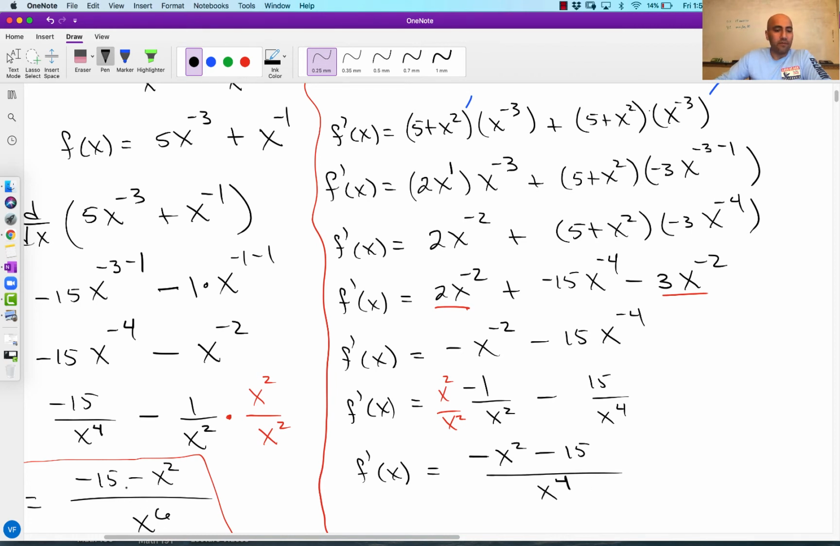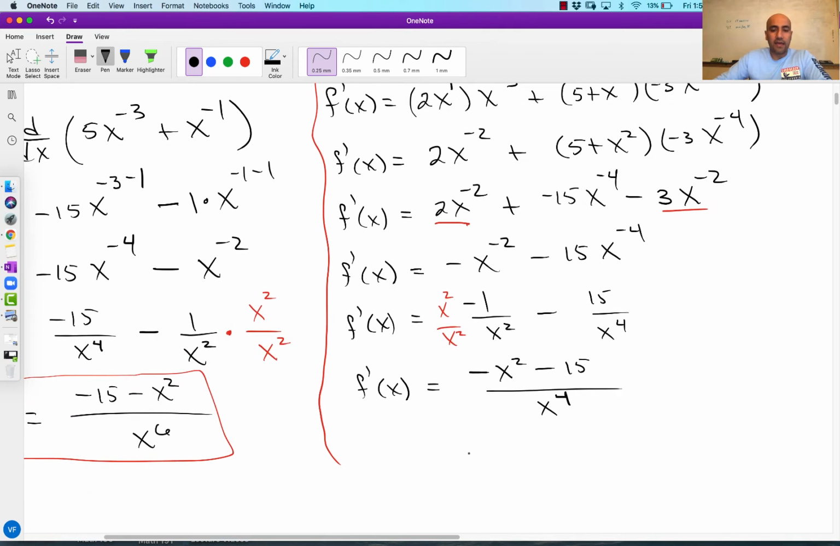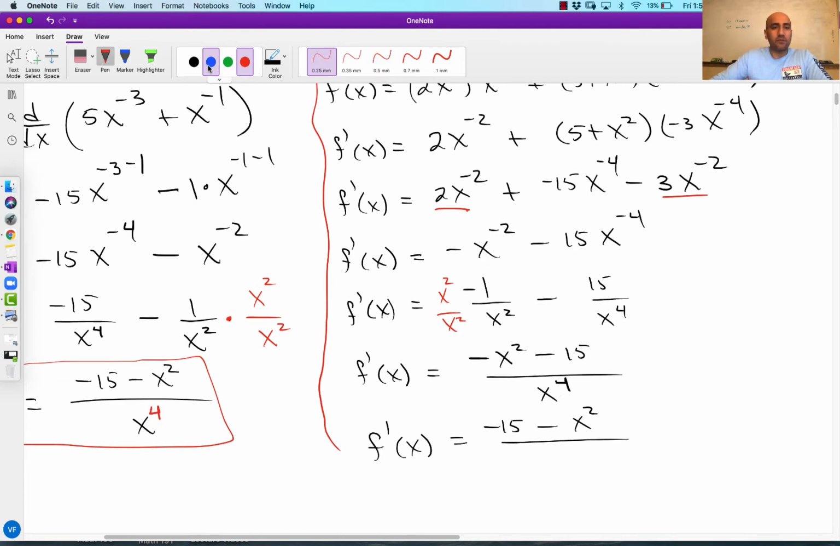And okay, well, if I just flip it around, it'll make it look exactly like its neighbor across the way. Just to make them look exactly the same, I could say that this is minus 15 minus x squared all over x to the fourth. Oh, oops, a little mistake over here. This was x to the fourth. I don't know why I got an x to the sixth. So correction over here. This was x to the fourth, and that matches this one. X to the fourth.